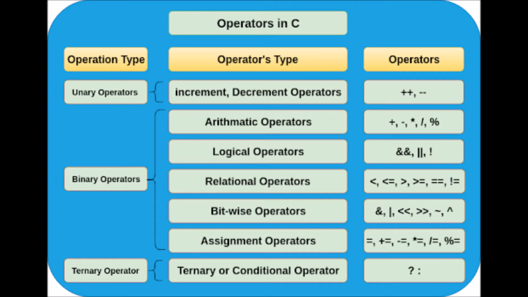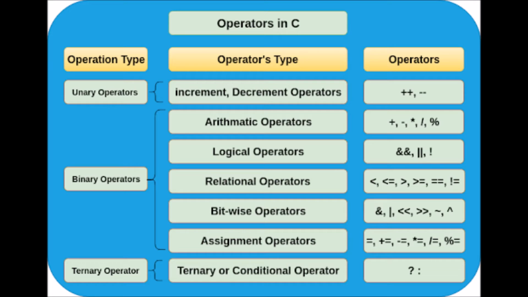Under unary operators, we have increment and decrement operators. That means it increases or decreases a variable's value by 1. Under binary operators, we have many operators. The first one is arithmetic operators. In arithmetic operators, we have arithmetic operations like addition, subtraction, multiplication, division, and modulus. That means it takes out a remainder when a division is performed.